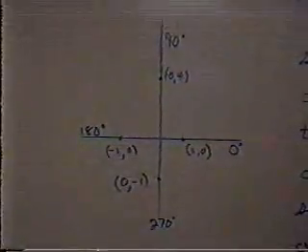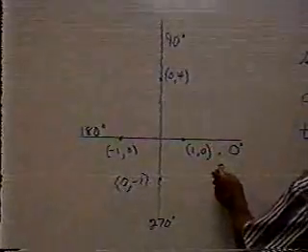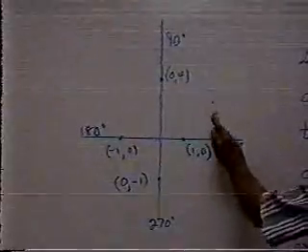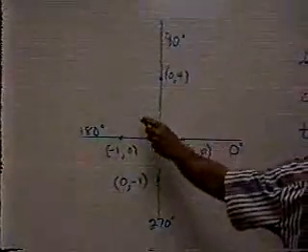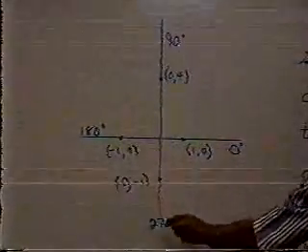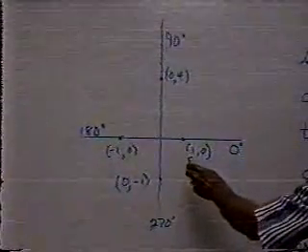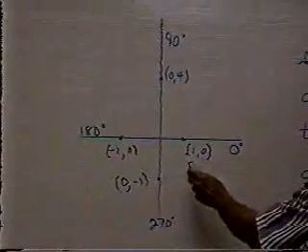All right, let's look at some special angles that you deal with a lot of times throughout trig and other math courses that require trig: 0 degrees, 90 degrees, 180 degrees, 270 degrees, these special angles. What do we do in terms of x, y, and r?